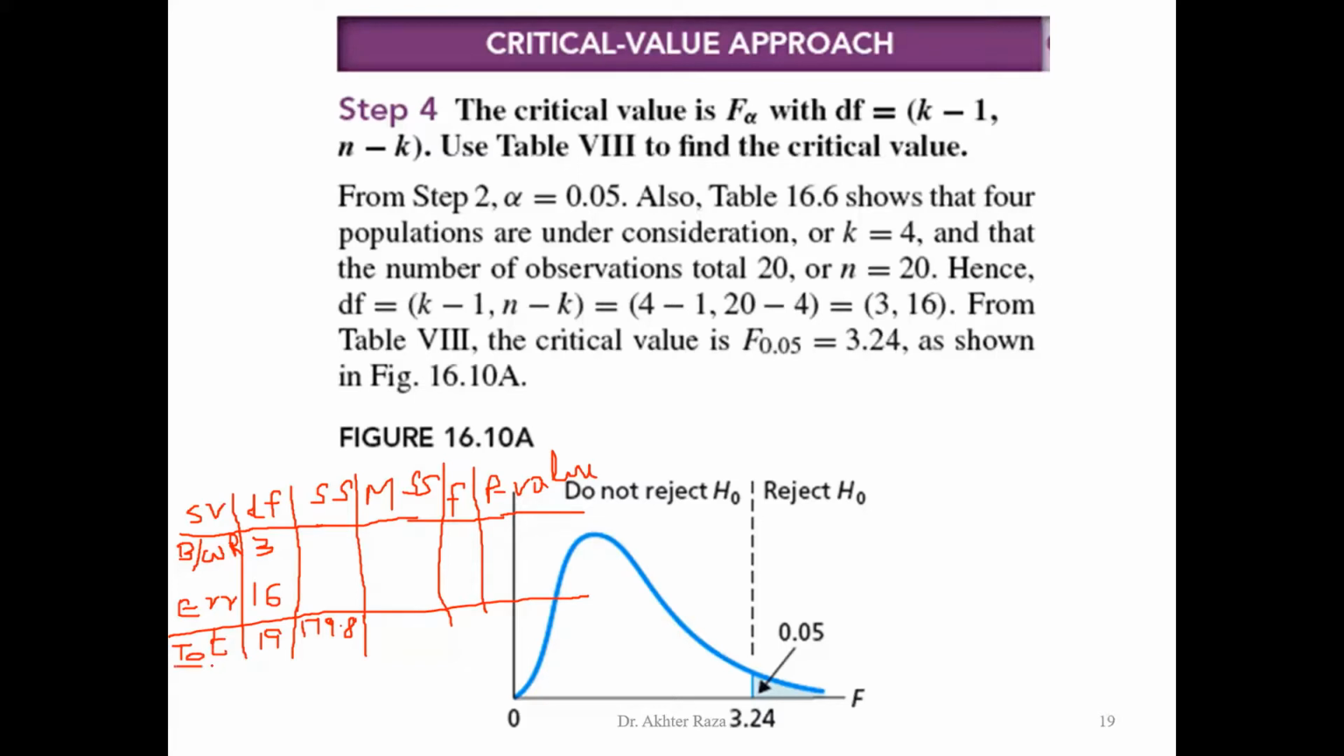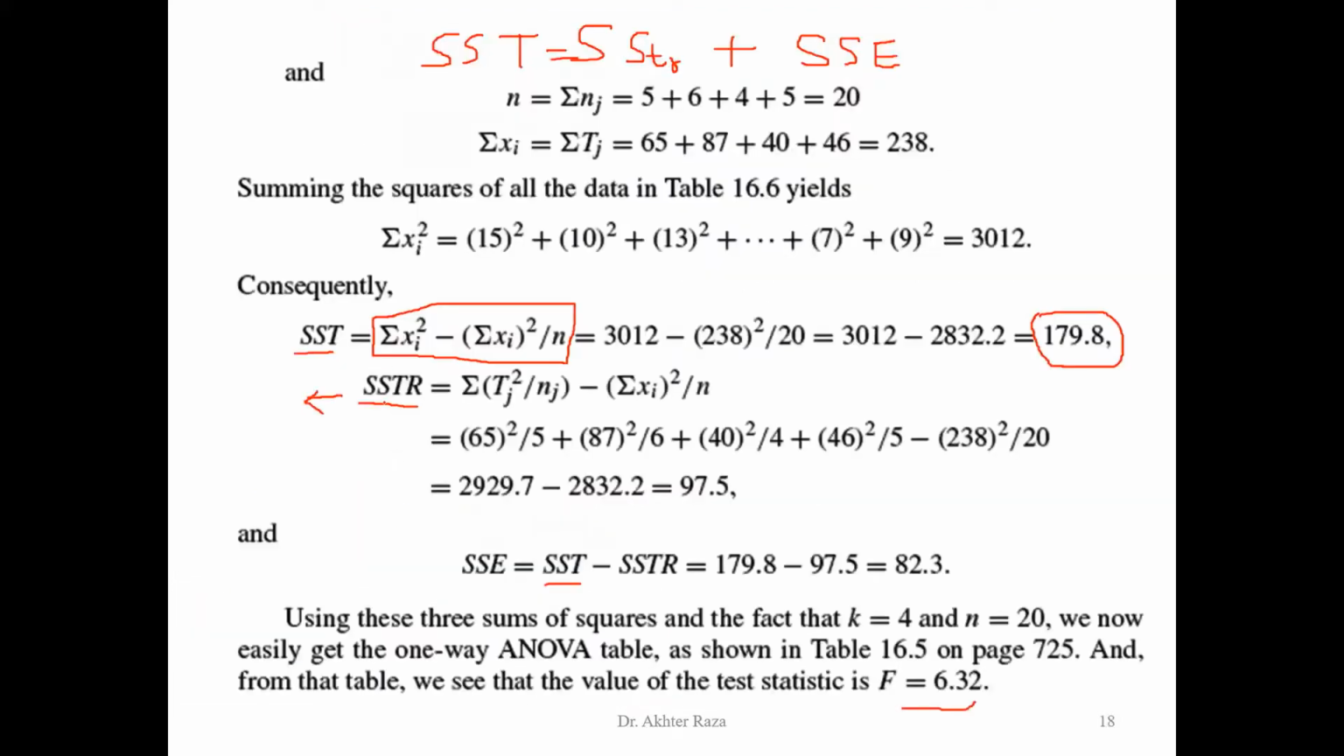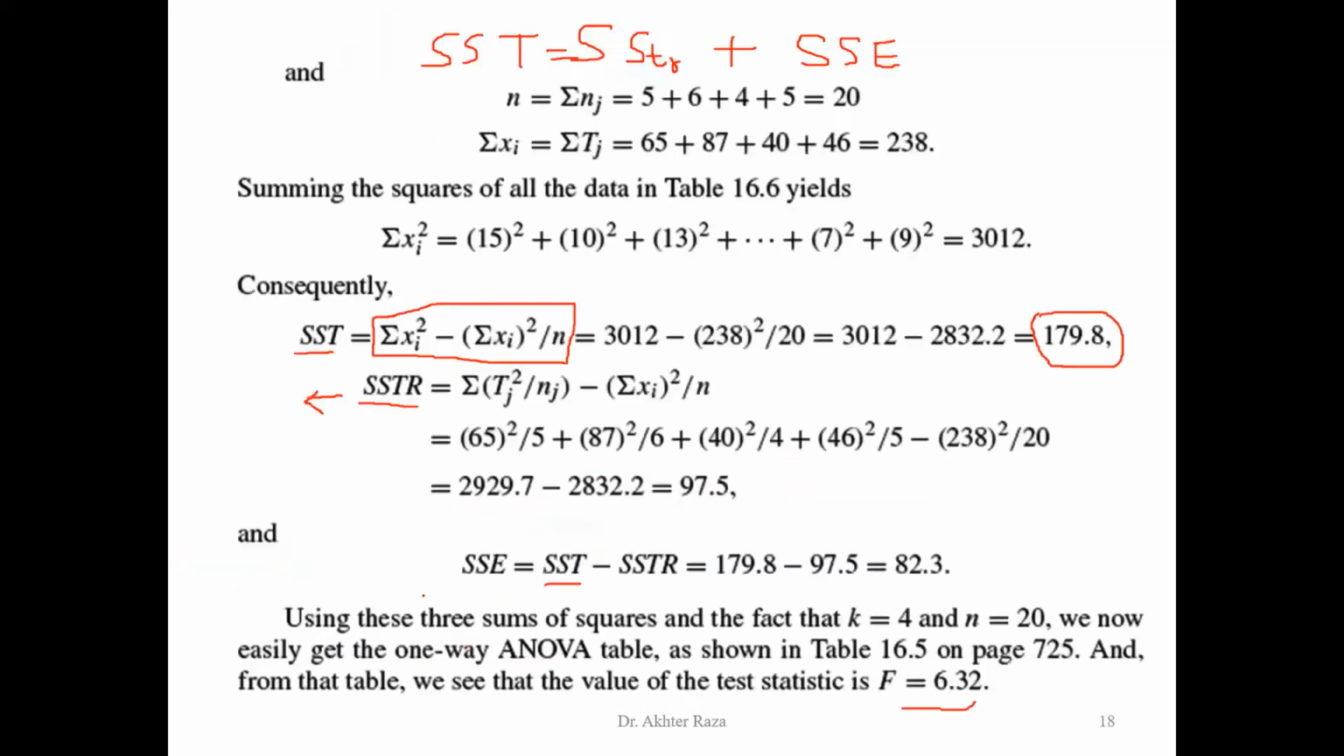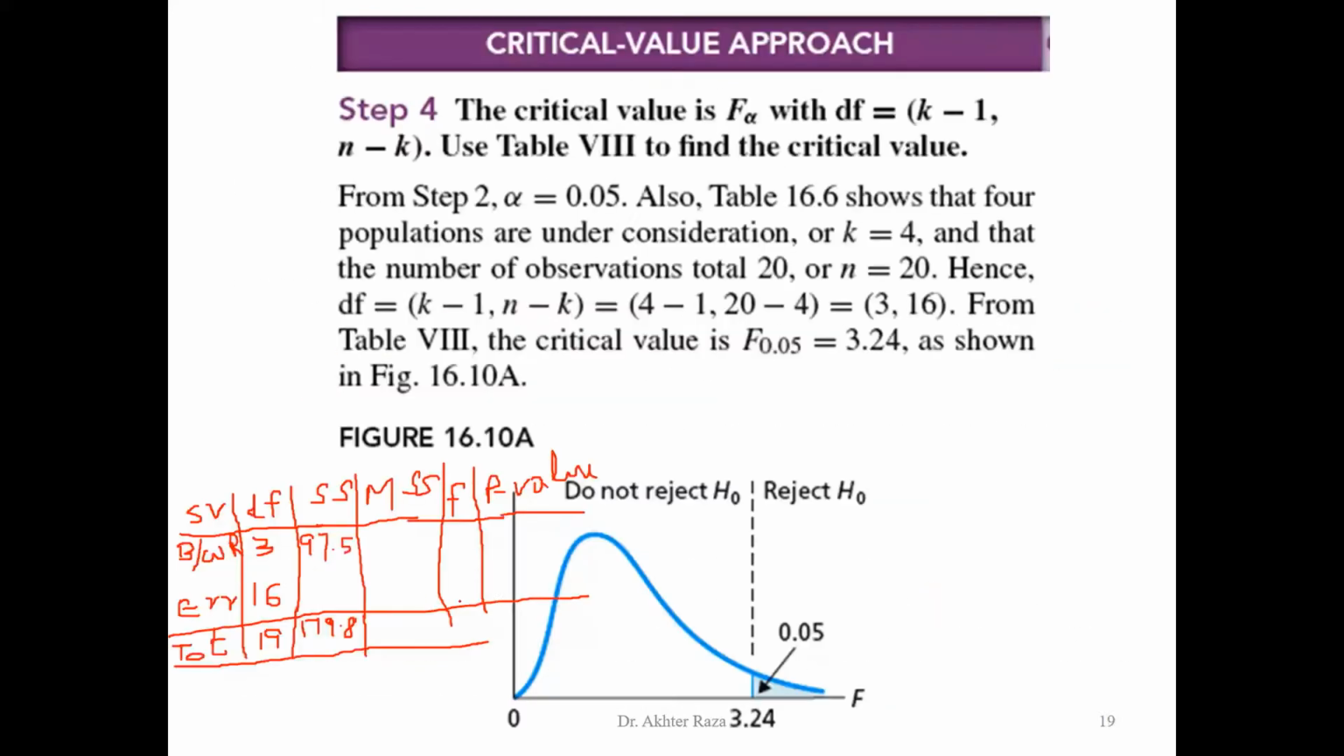Now, sum of square between regions is basically SSTR. The value of SSTR is 97.5. So I should have 97.5 here. And by difference, the sum of square of error is 82.3. I should have 82.3.